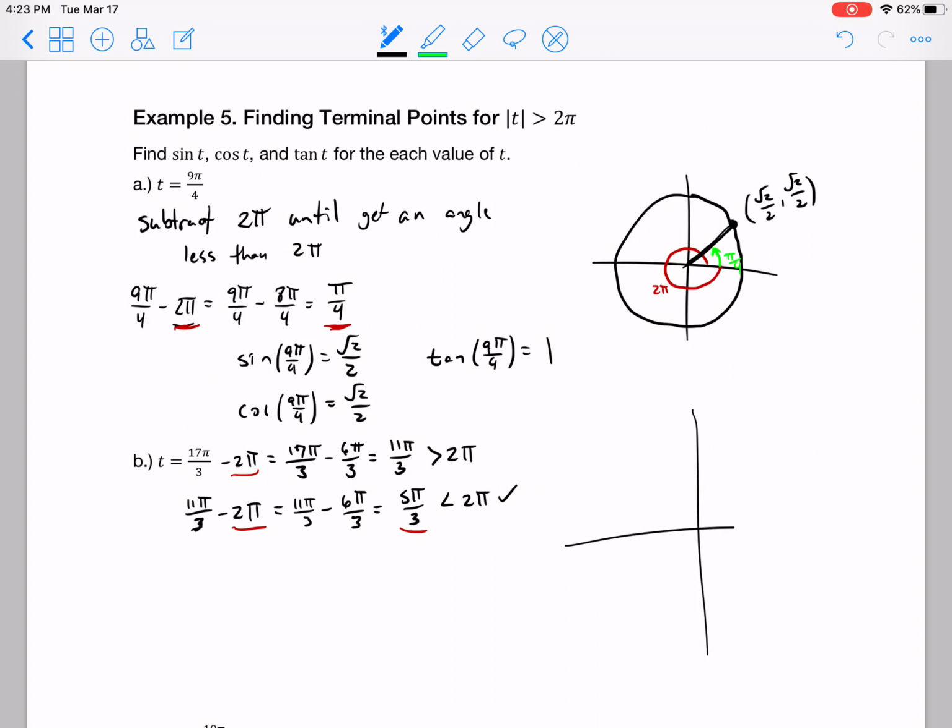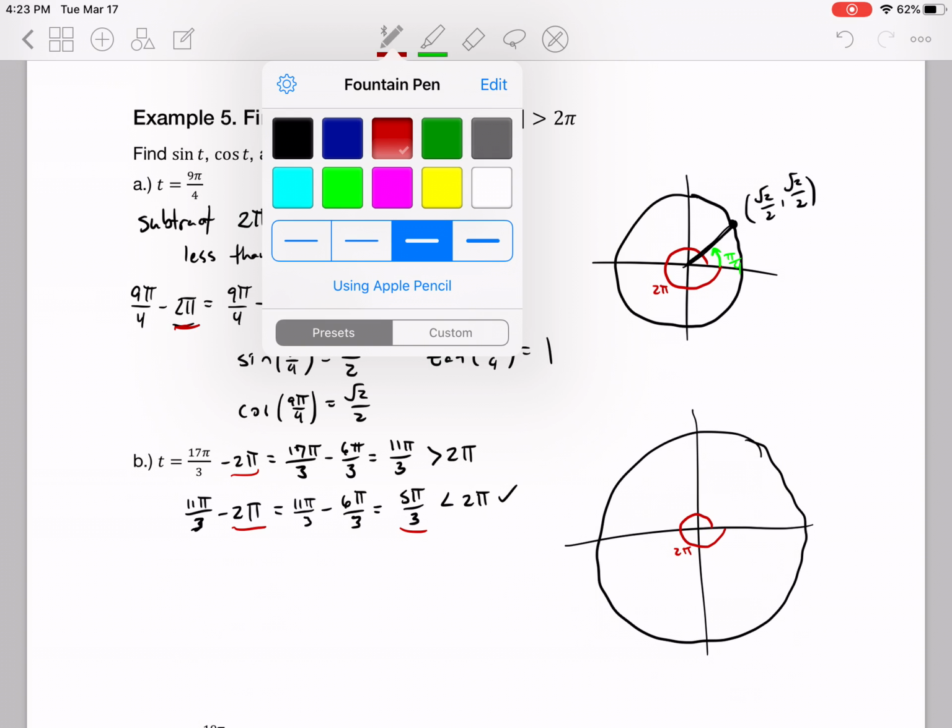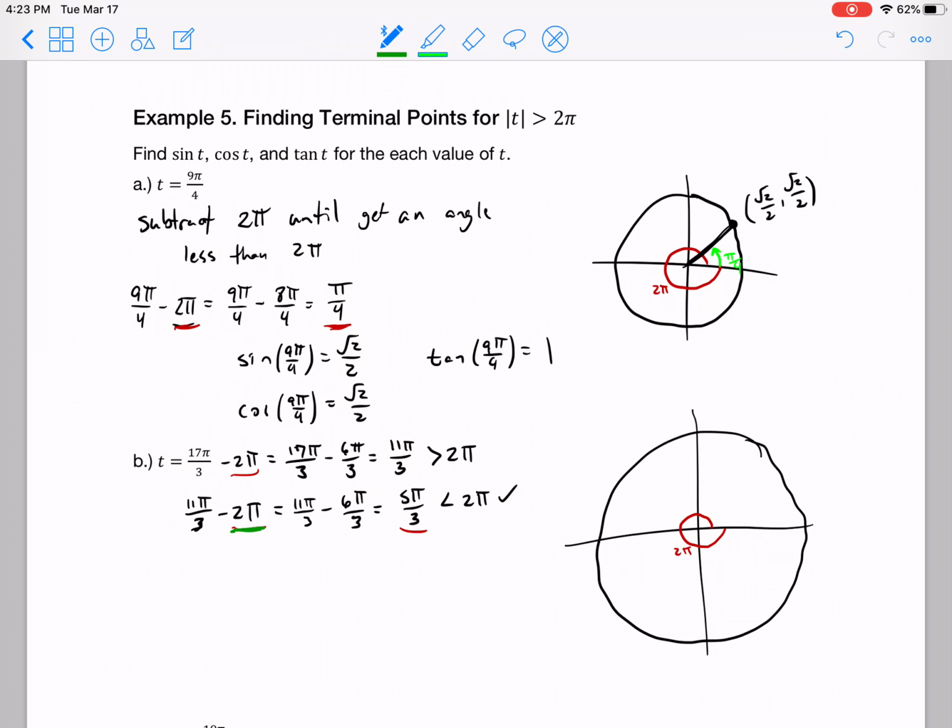So what that's going to look like here is, here's our unit circle, quick little sketch. We're going to do a 2 pi rotation, then we're going to do another 2 pi rotation, and then we're going to do another 5 pi over 3, and so that's going to take us to pi over 3, 2 pi over 3, 3 pi over 3, 4 pi over 3, 5 pi over 3. That takes us right down over to here. That's a 5 pi over 3 rotation right there.